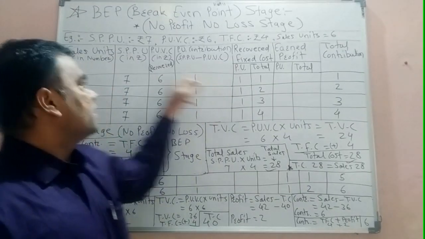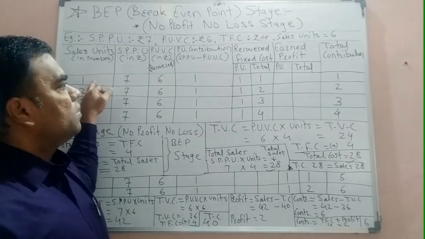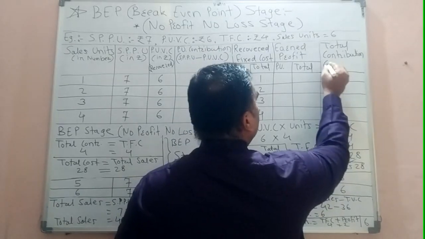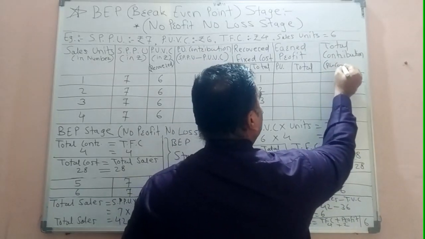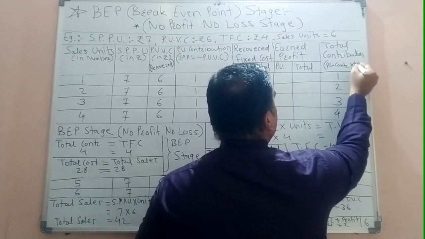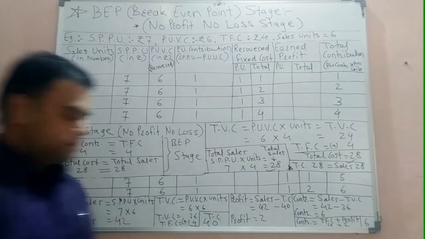Then total contribution is 1. Per unit contribution is 1, number of units sold is 1. So total contribution will be per unit contribution into number of units.